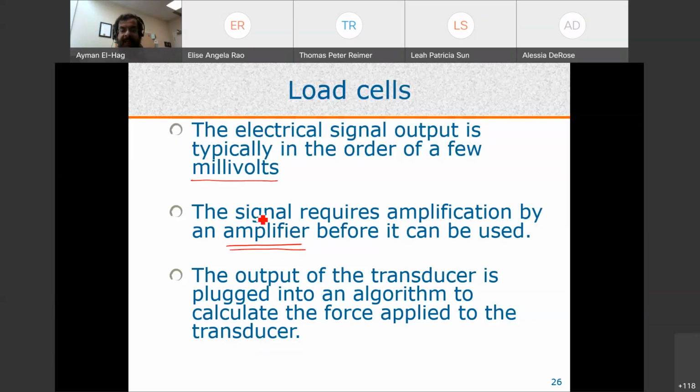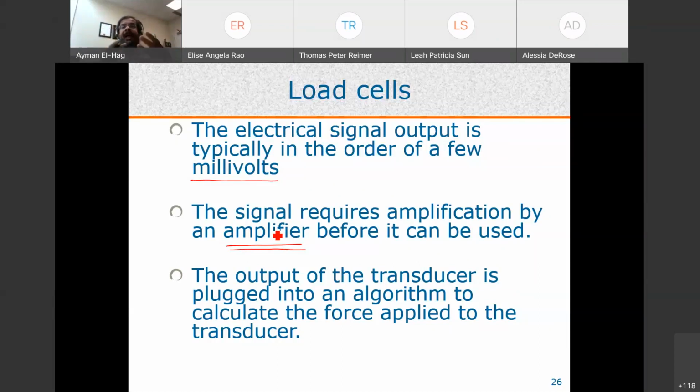Now, again, this is a voltage. We need to convert this back into force, because yes, the transducer will change the force into a voltage, but I'm not interested in the voltage. I am interested to know how much force was applied. So I have to go back and find the force.